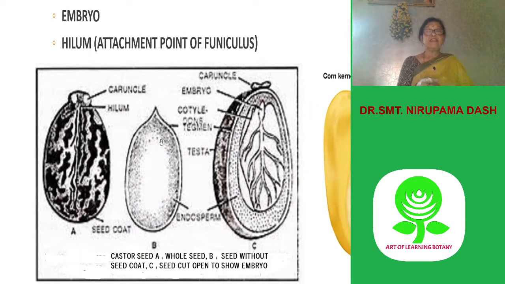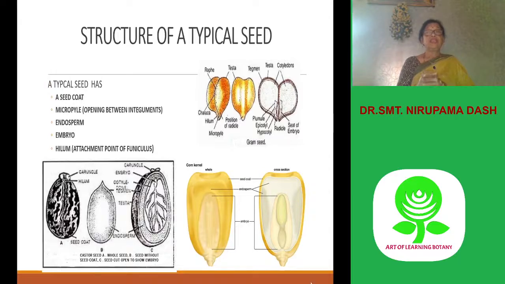And in this picture, here there is a caruncle and it is an appendage. Besides this typical structure, sometimes some seeds show some appendages. Here in castor seed, the caruncle is seen and it is one appendage, and this appendage develops from the hilum, and this hilum is actually the opening of the ovule where it is attached to the placenta. These are the pictures of a typical seed.